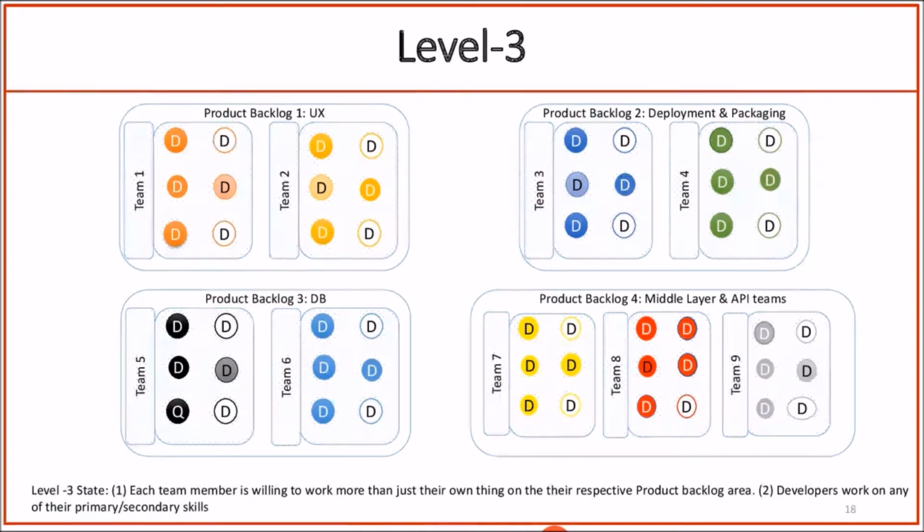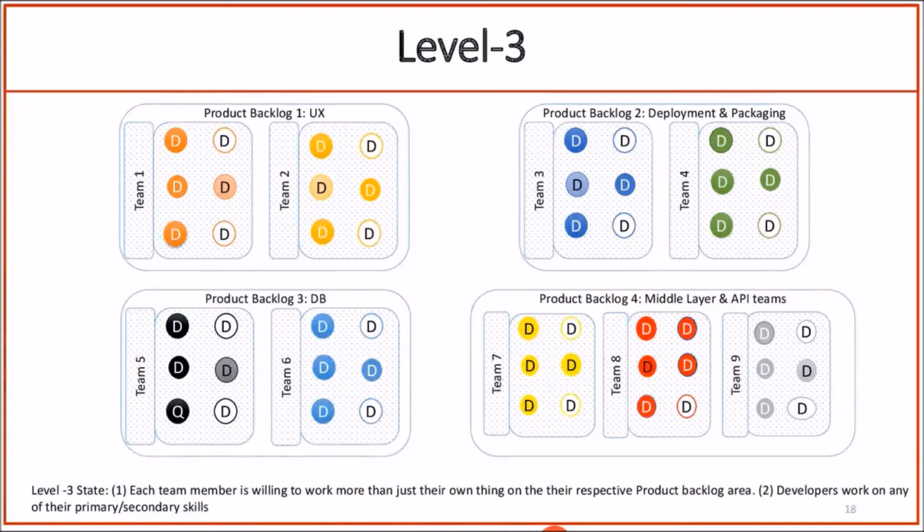So basically in level 3, what you achieve here is you have the same component backlog, UX, that is user design, deployment, packaging and networking, and that is second product backlog. The third one is database. Product backlog 4 is middle layer and API teams. So everybody works in their own area. It's just that they are willing to do more than what they did earlier in level 2.